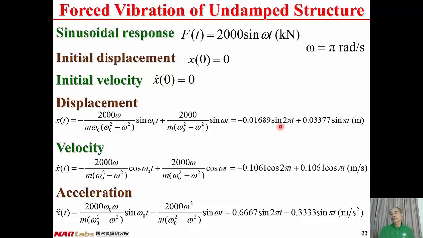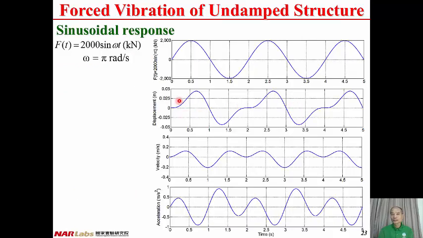Since the period for 2 pi radian per second equal to 1 second, and the period for pi radian per second equal to 2 seconds, therefore the least common multiple is 2 seconds. And then we can observe here the period for displacement equal to 2 seconds. From 0 second to 2 seconds, you repeat again. And the period for velocity is also 2 seconds. And the period for acceleration is also 2 seconds. And then we check the initial conditions, initial displacement equal to 0, initial velocity equal to 0. And this is the excitation. That's the external force for this example.